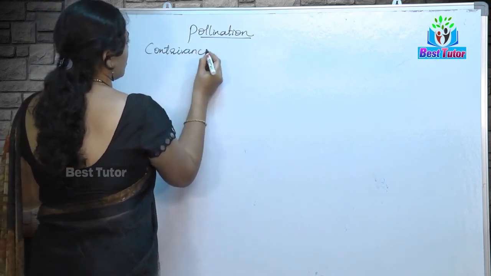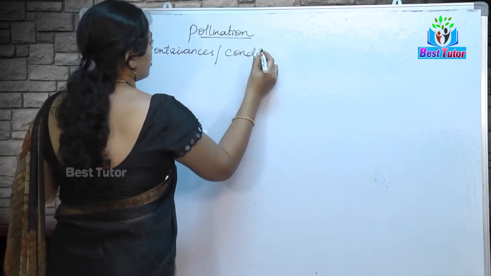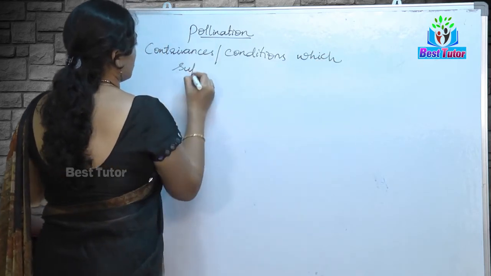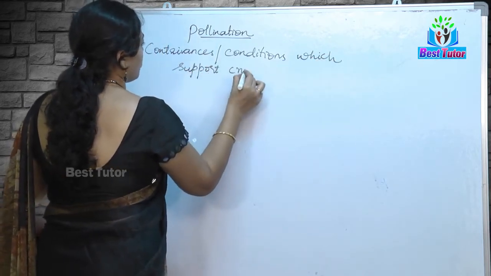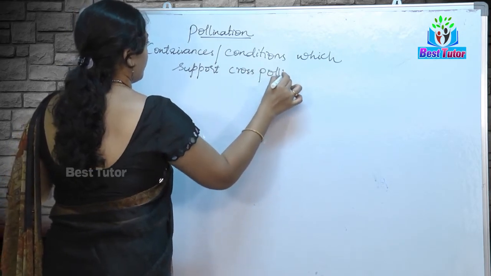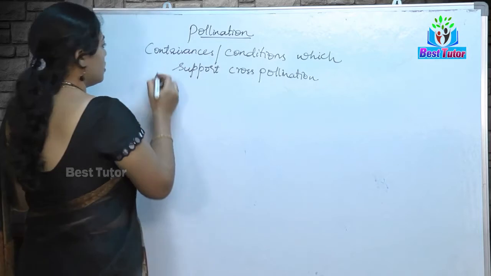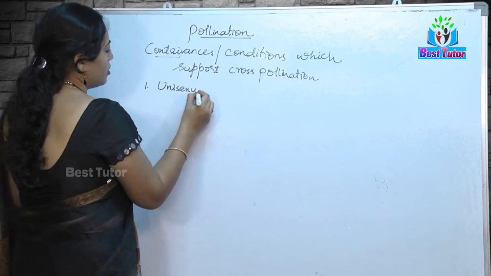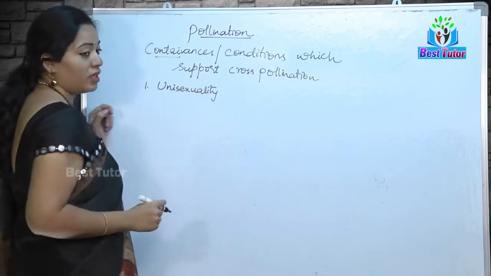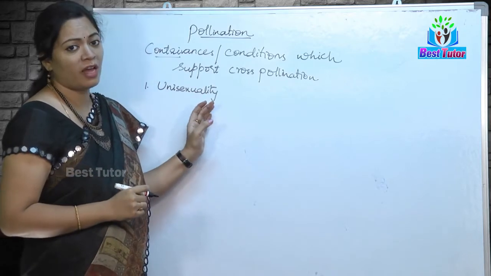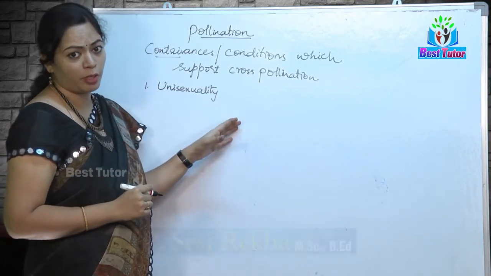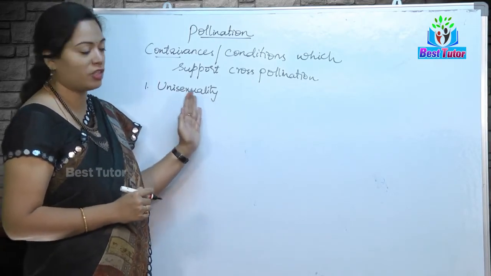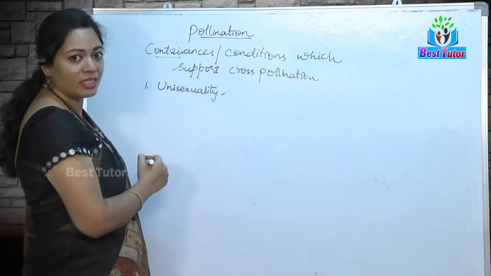Contrivances or conditions which support cross pollination. The first one will be unisexuality. Just now we discussed, if a flower is a unisexual flower, either having male or female reproductive parts, then such flowers cannot undergo self pollination, they have to go for cross pollination. So the first condition will be unisexuality.